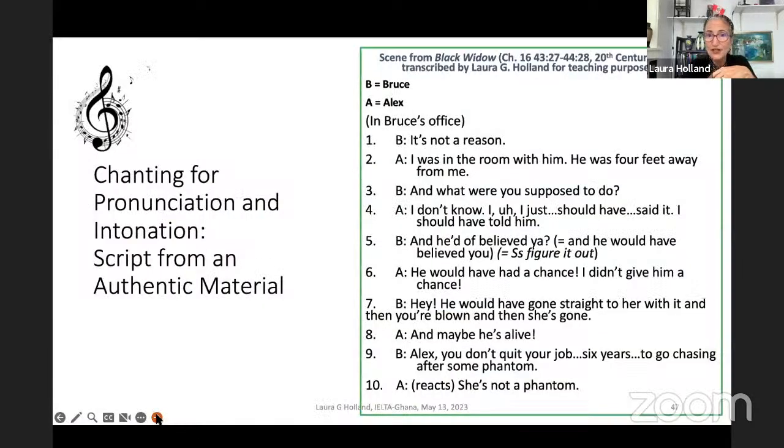Now this is a scene from a movie from quite a long time ago. It's a movie from the 90s called Black Widow. It's a really fun thriller, a really interesting movie. I use this more for teacher training purposes, or only if I'm working with an advanced class. The language is a little bit tricky for novice or even intermediate level students. But I use this with my student teachers and in workshops, and I have taught some advanced classes where we used this scene.